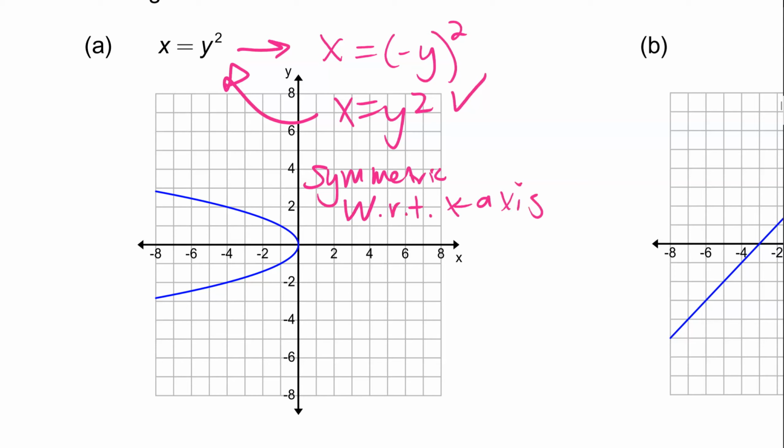This WRT means with respect to the x-axis. So it's symmetric to which one? The x-axis. All right, let's see if that's true.